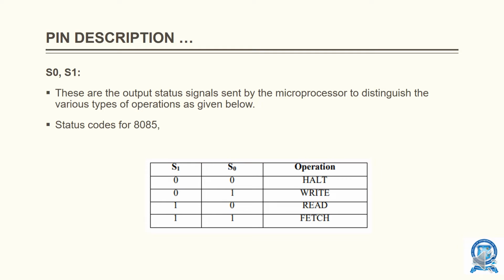The second condition is, if S1 is 0 and S0 is 1, then the write operation will be performed. If S1 is 1 and S0 is 0, then the read operation will be performed. And the final case is, if both S0 and S1 are 1, then the fetch operation will be performed.